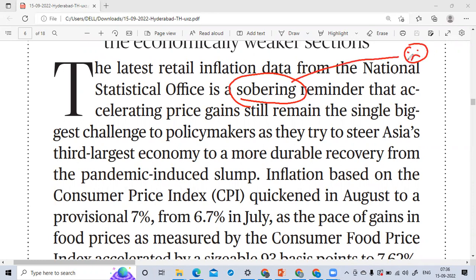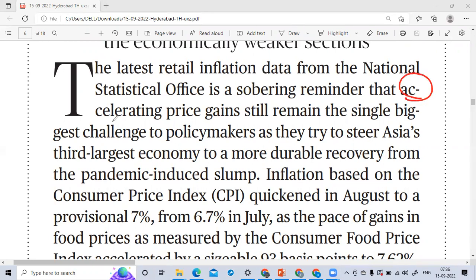Like, for example, COVID-19 pandemic lockdown has definitely been a sobering reminder of the failure of Indian medical preparedness. Okay. Sobering is very sad, my dear friends. Sobering is what? Very sad.